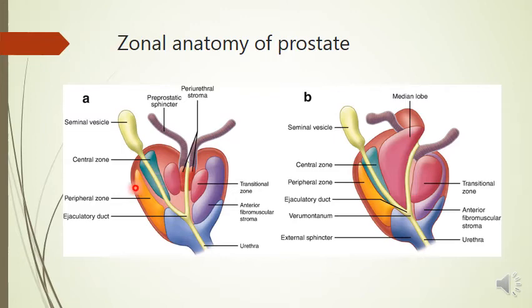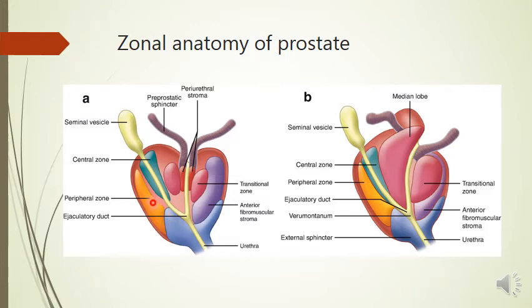Then the peripheral zone here is cup shaped and encloses the central as well as transition zones and the pre-prostatic urethra except anteriorly, and the space is filled by fibromuscular stroma, as I have told earlier. And here simple mucus secreting glands lie in this stroma above the transition zone. So simple mucus secreting glands are there above the transition zone. So this is the zonal anatomy.